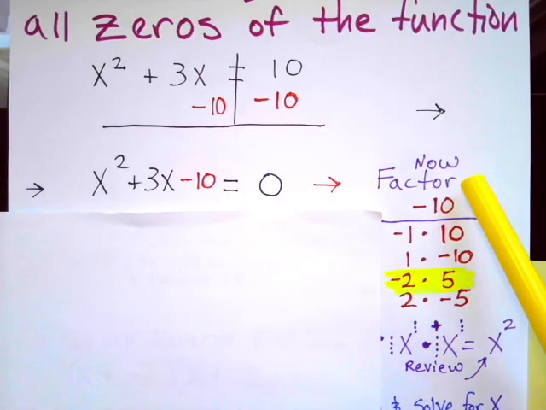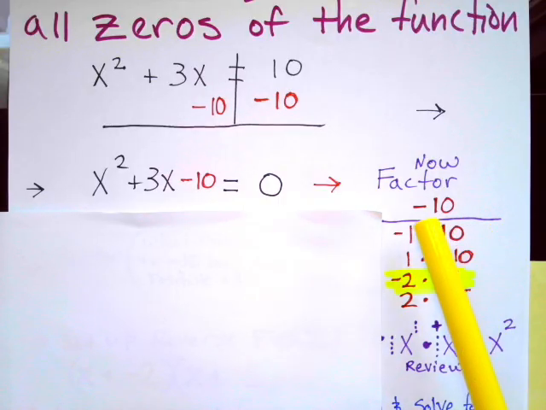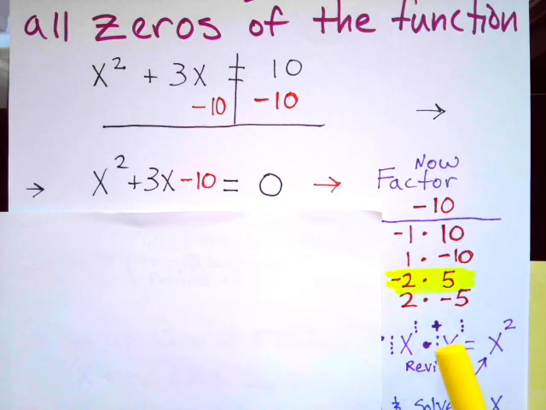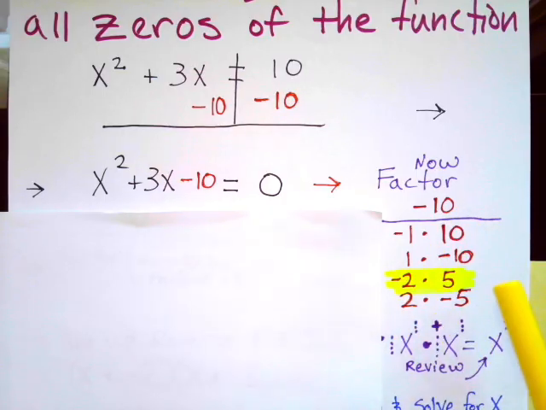All right, so now we're going to factor. We're going to find the two numbers that multiply to a negative 10. Negative 1 times 10 is negative 10. 1 times a negative 10 is negative 10. Negative 2 times 5 is negative 10. And 2 times a negative 5 is negative 10. So all of these numbers multiply to a negative 10. Which one adds up to that positive 3 term in the middle? Well, I know a negative 2 plus a positive 5 would give me a positive 3.